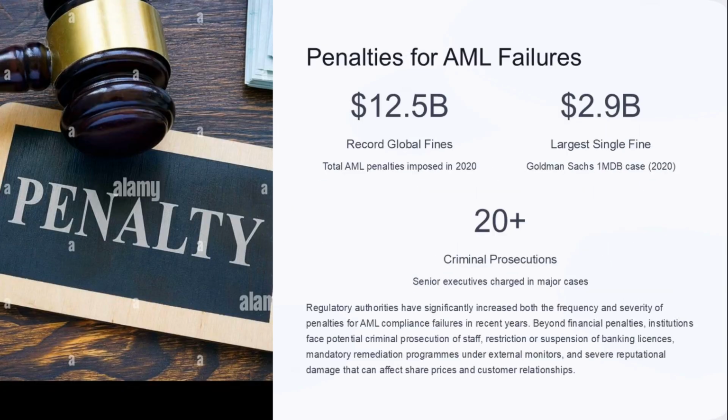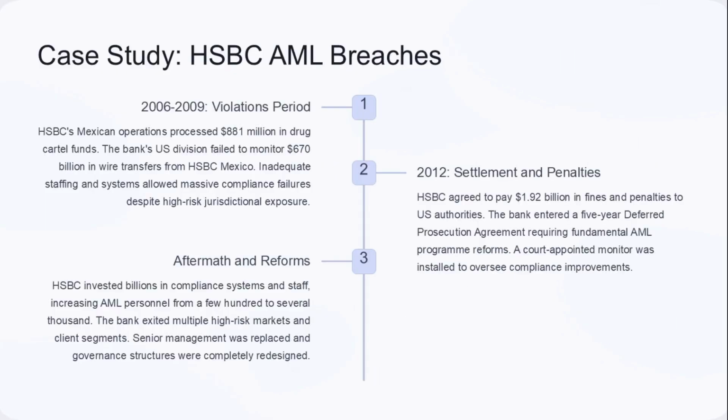Penalties for AML failures can be severe, with global fines reaching $12.5 billion and single fines as high as $2.9 billion. Regulatory authorities have increased both the frequency and severity of penalties for AML compliance failures. Beyond financial penalties, institutions face potential criminal prosecution, restrictions on business operations, and reputational damage that can affect share prices and customer relations. The HSBC AML breaches case study highlights significant compliance failures.